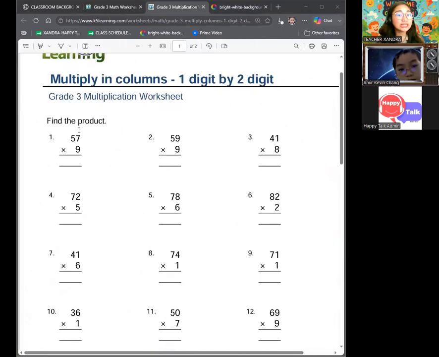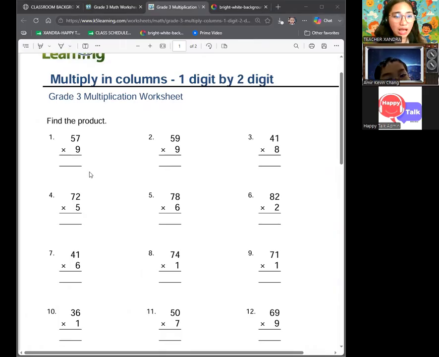teaches how to multiply a one-digit number by a two-digit number. So the problems are written in columns, which means the numbers are stacked on top of each other. So this helps you line up the digits correctly when multiplying.